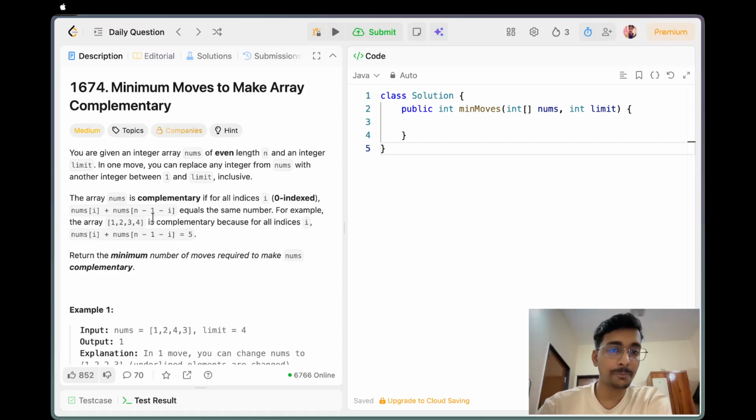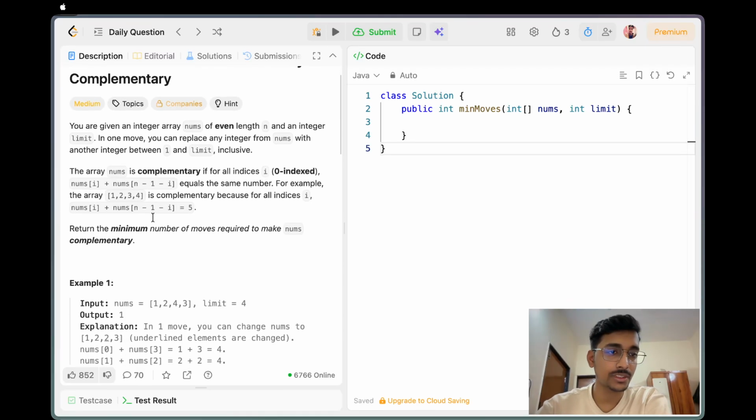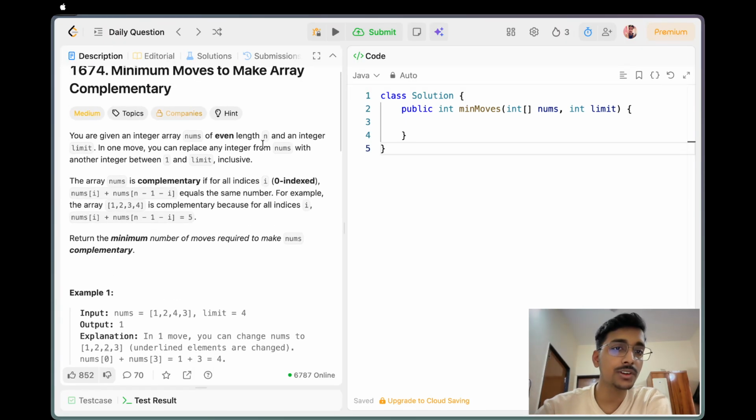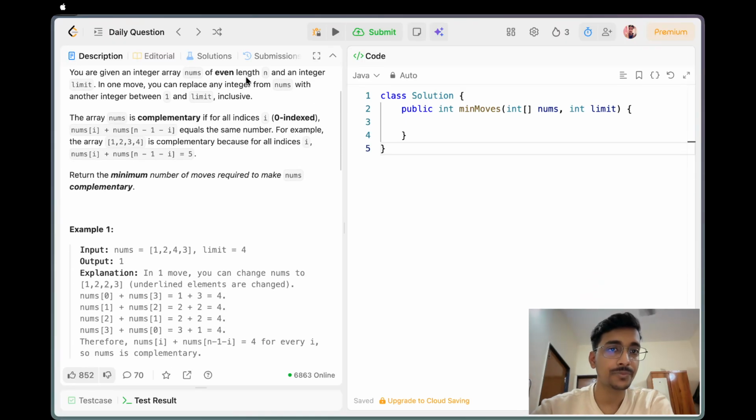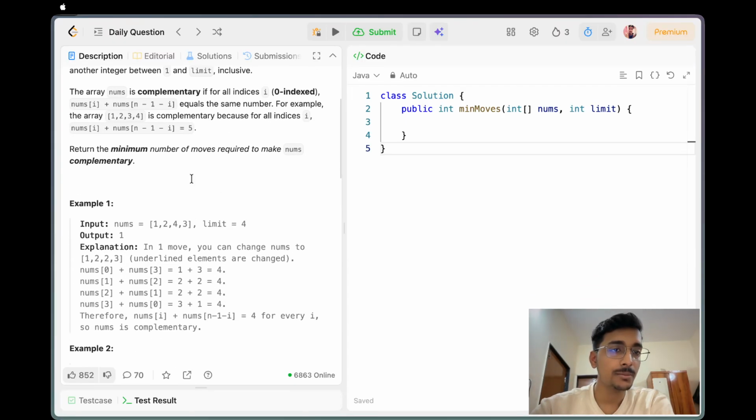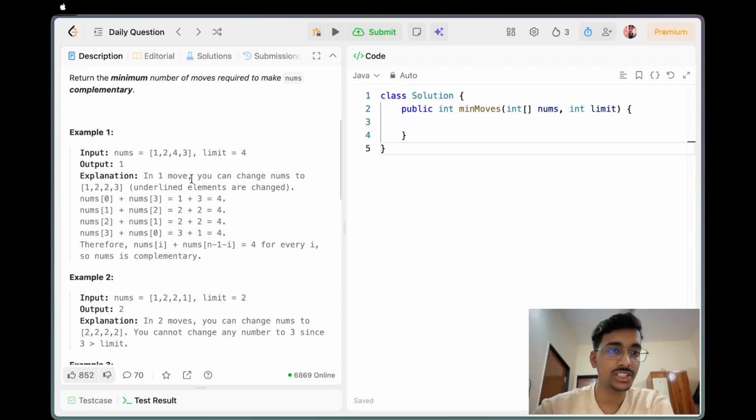So basically, makes sense. How are they considering the move? In one move, we can replace a particular element with a number in the given range, that is 1 to limit. Is 1 to limit inclusive, right? Yeah, makes sense. The question is a bit straightforward.